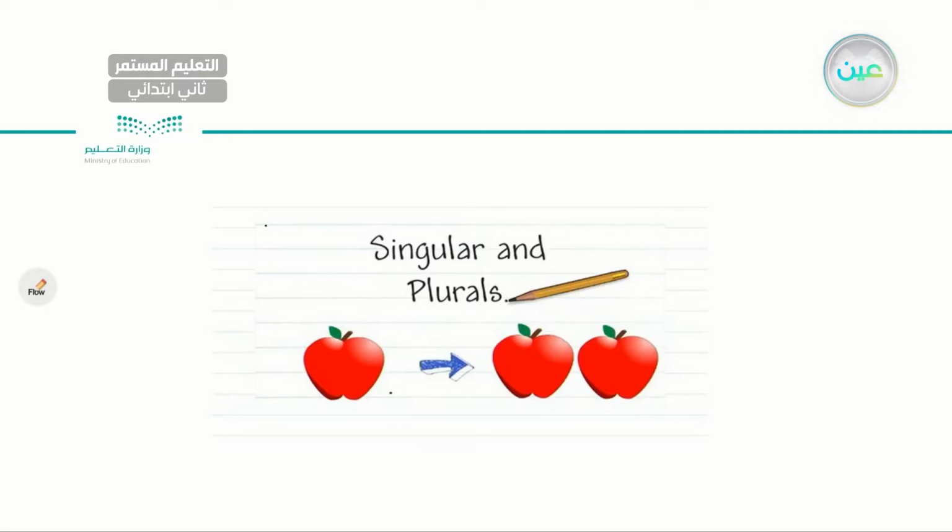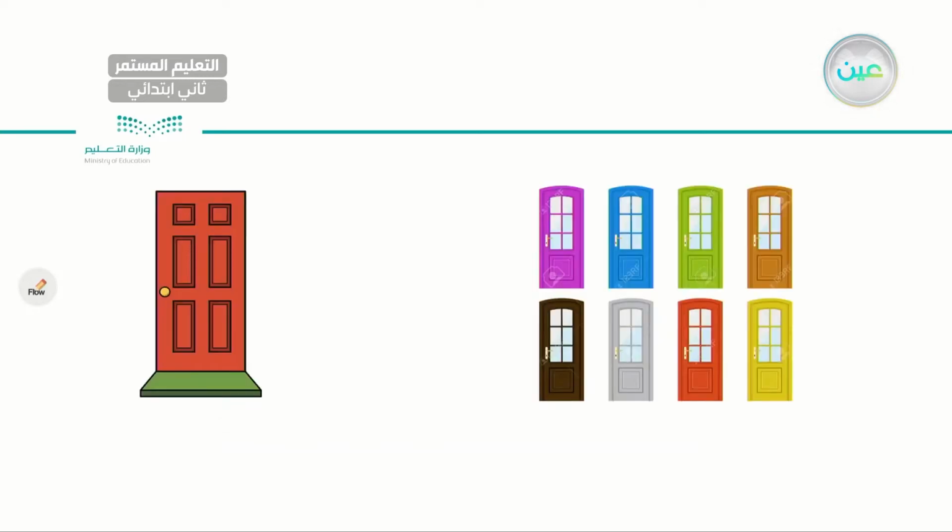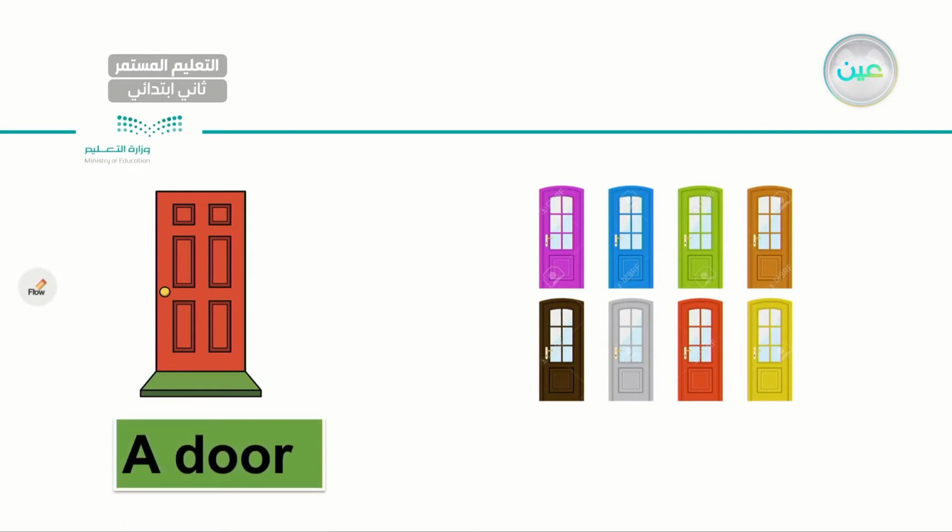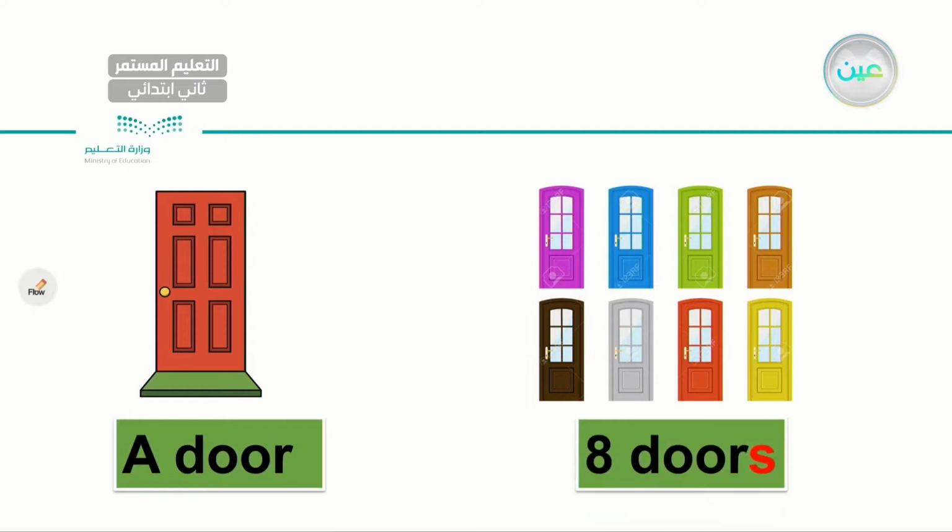How many apples? An apple. 2 apples. Okay? So, how many doors can you see? To your left, I can see a door. To your right, how many doors can you see? 8 doors. Very good. As you can see, we use the article with singular, a door, but we did not use it here. We don't need it. Plural, 8 doors.